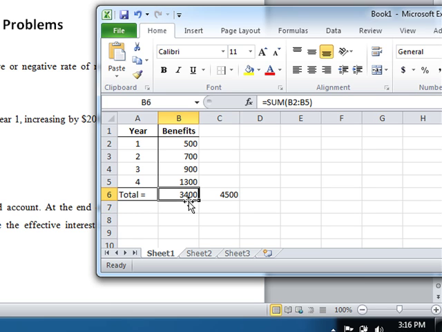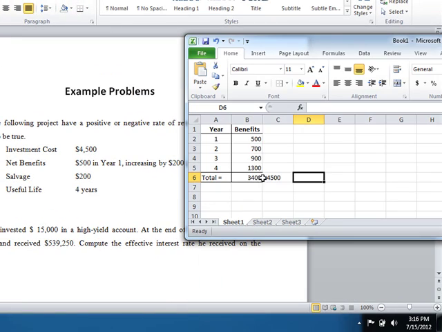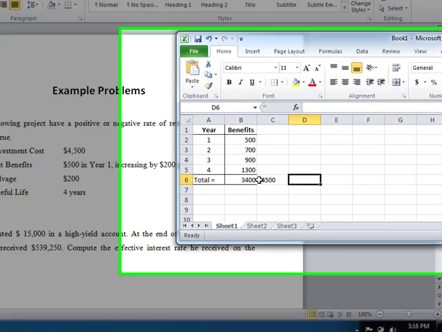So obviously the benefits of the project are less than the initial cost of the project. That means we are getting a negative rate of return. If the benefits of the project would have been more than the cost of the project, then we could say that we would have gotten a positive rate of return. But in this particular case, obviously we are getting a negative rate of return.